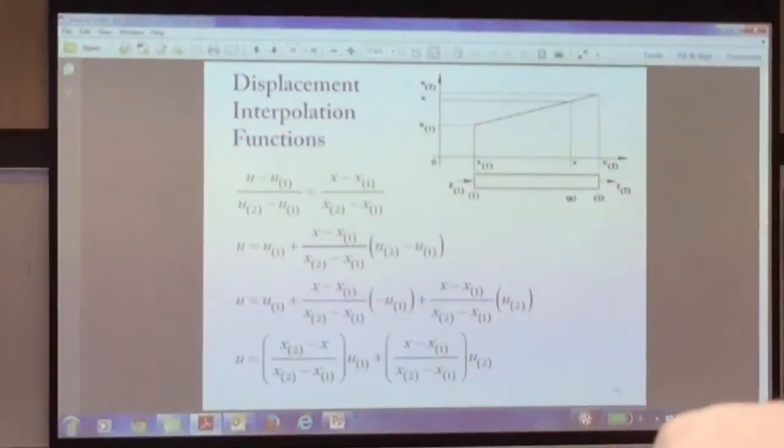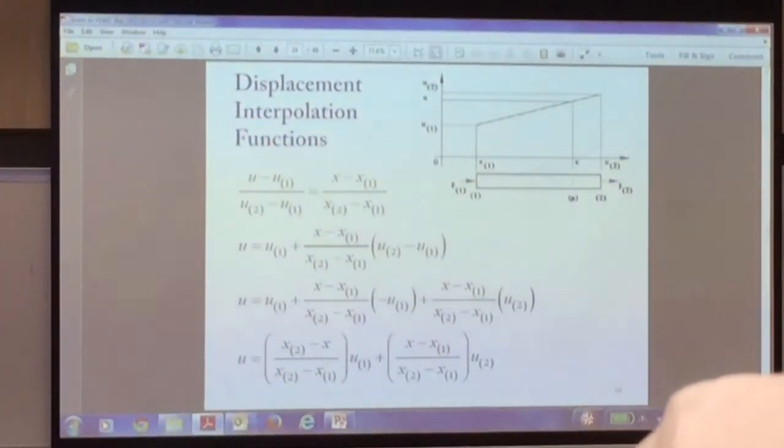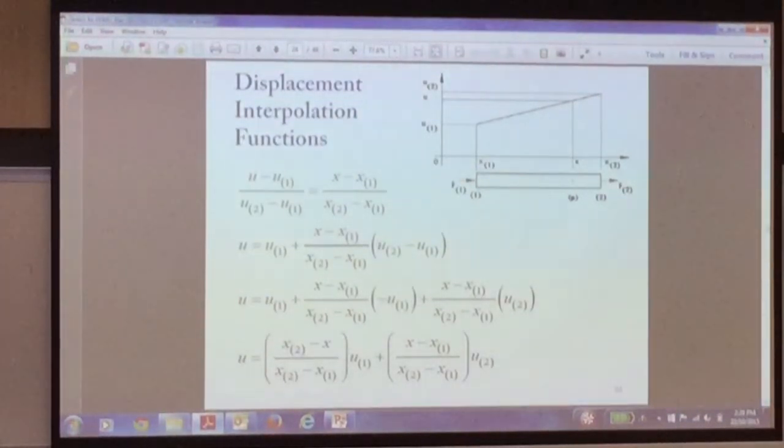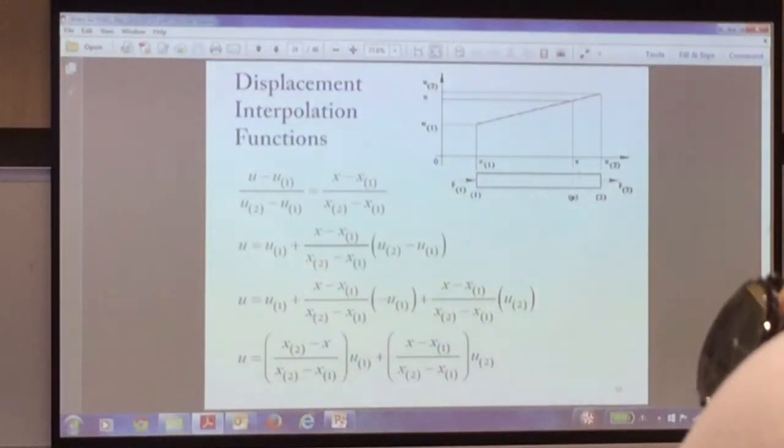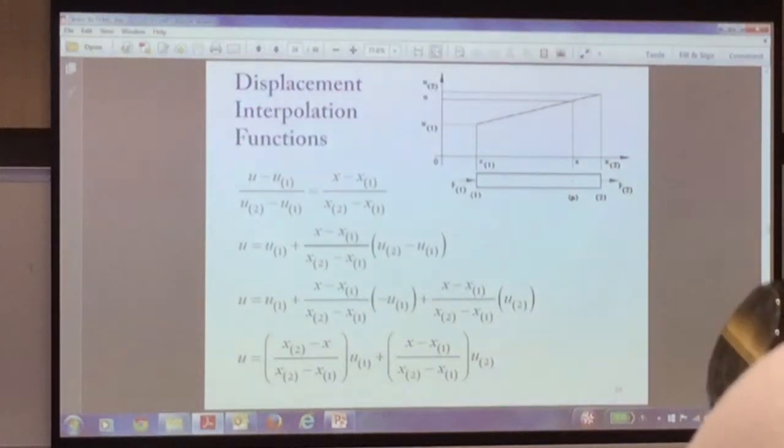This one is your bar, and you extend it, so there's a displacement u1 and u2, a displacement here and a displacement there. So if you want to take the displacement at any point along x, what do you do? You interpolate, assuming that it is linear, so you can simply interpolate.